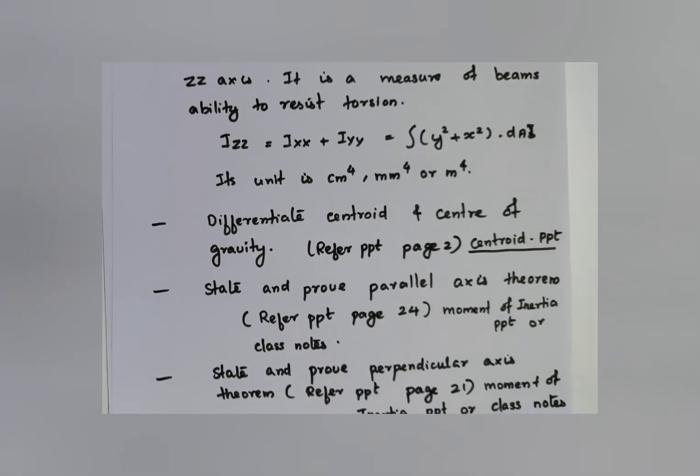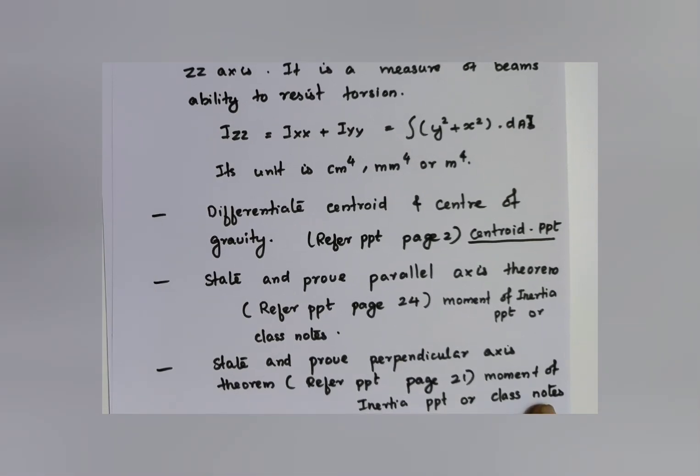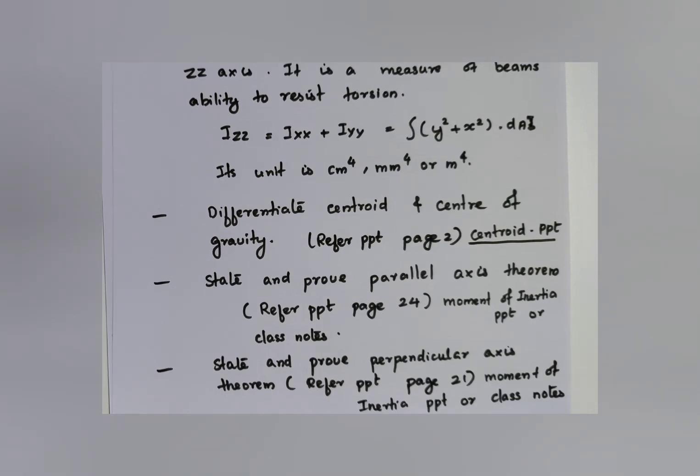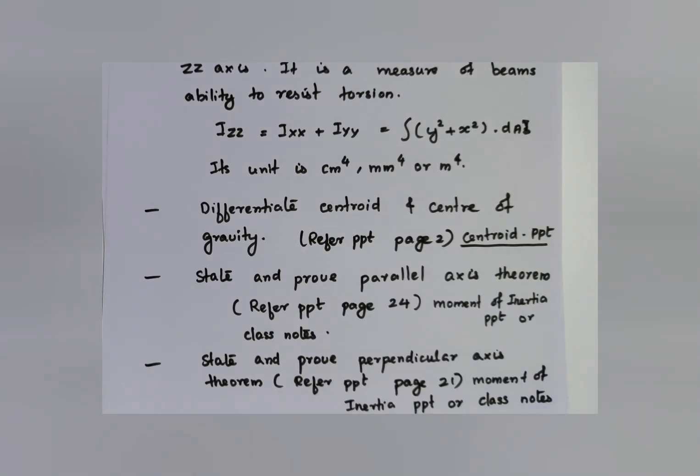So next important theorems in module 3, that is differentiate centroid and center of gravity. You can refer to the PPT of centroid. Next is the parallel axis theorem and perpendicular axis theorem that we have discussed in the class. You can refer to the PPT of moment of inertia. So while writing the statement, you have to write the statement correctly and then you have to draw the figure and include all the equations. So there is no need to explain the figure.